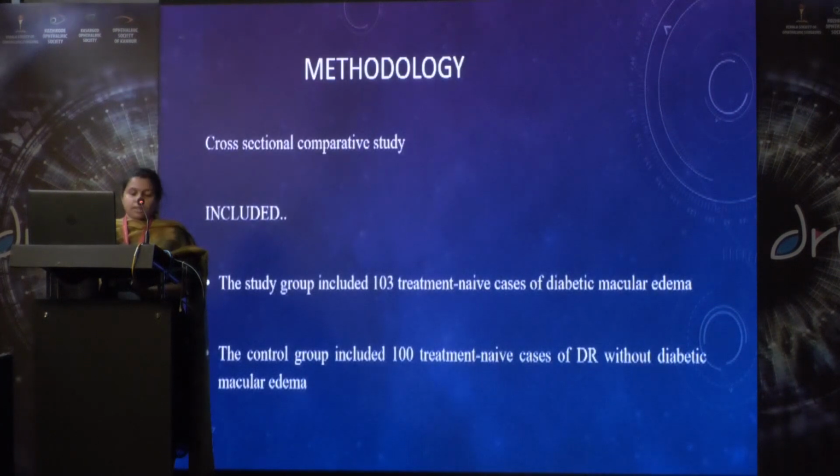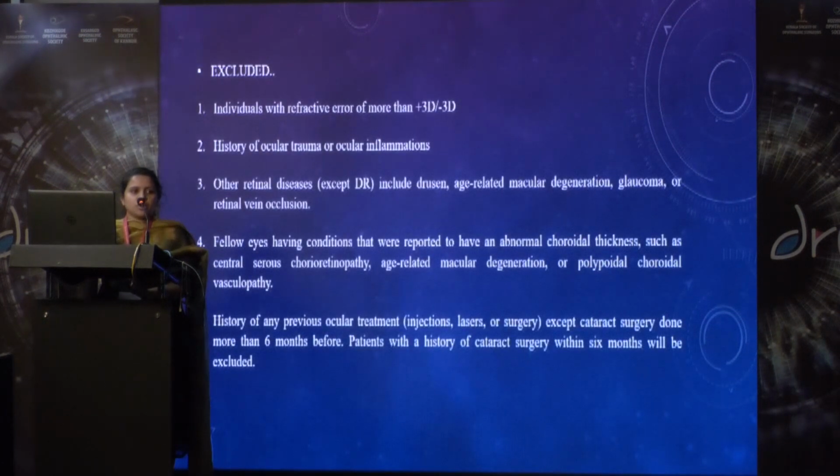Ours was a cross-sectional comparative study, and we included 103 treatment-naive cases of diabetic macular edema and 100 treatment-naive cases of diabetic retinopathy without diabetic macular edema. We excluded all those cases who had a previous history of ocular treatment, any retinal diseases other than diabetic macular edema, or any ocular condition which could impair the choroid.